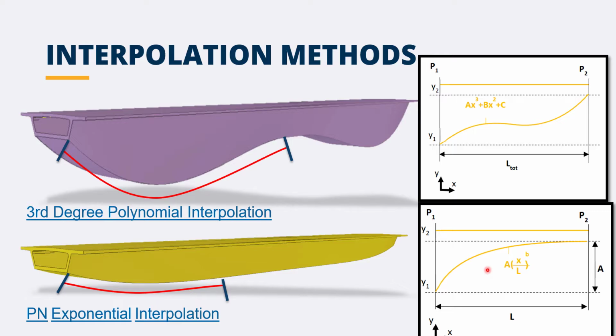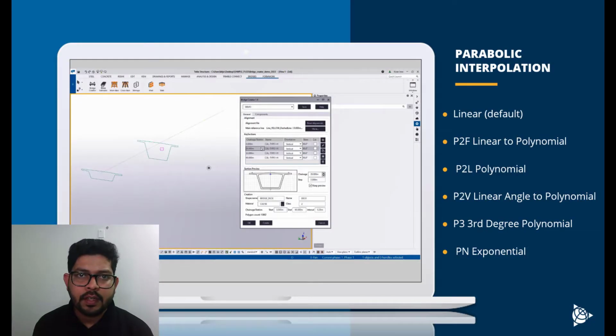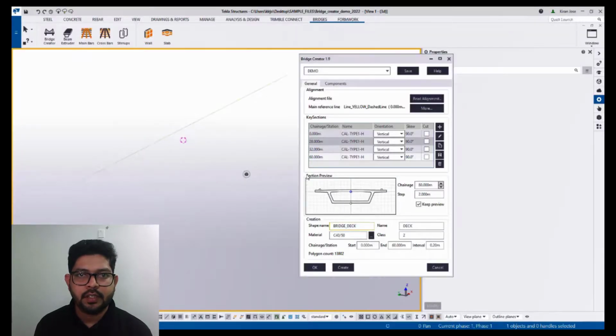For those of you who are very keen to explore these different interpolation methods, I would suggest you go through this PDF document which comes along with the installer file. Here you can see the detailed explanation for the calculation behind each method. Now let's see a short preview on how to apply these interpolation methods to the cross section.